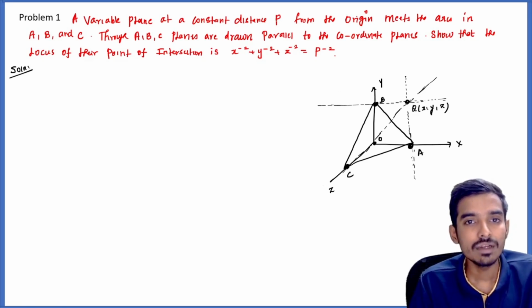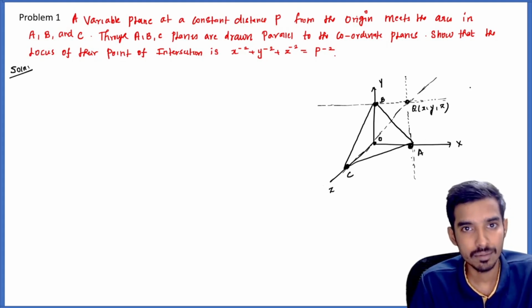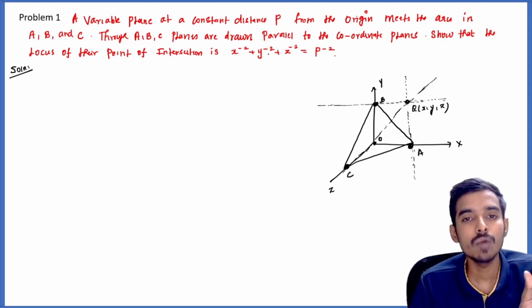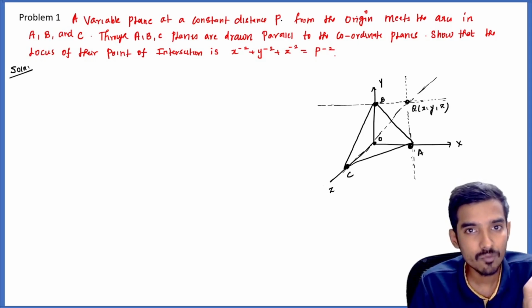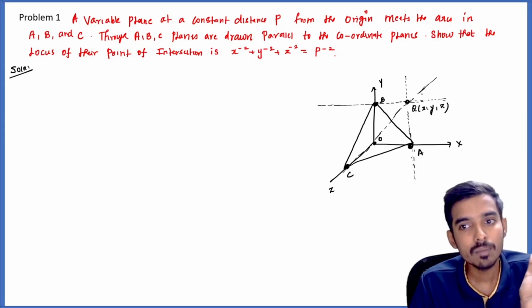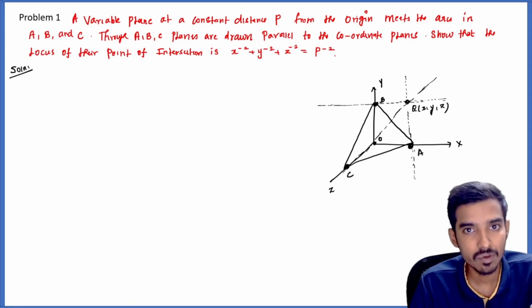Suppose the distance is 2, you will have Q somewhere. If the distance is 3, you will have Q somewhere. If the distance is 4, you will have Q somewhere. But even though Q may be anywhere, the coordinates x comma y comma z will satisfy some equation. That equation is x power minus 2 plus y power minus 2 plus z power minus 2 is equal to p power minus 2. Depending upon the value of p, the point Q will vary, but the set of coordinates will satisfy an equation that is called the locus.